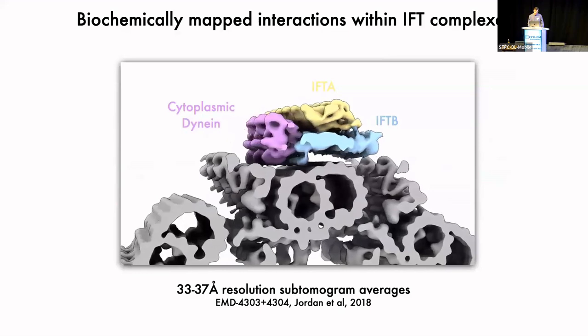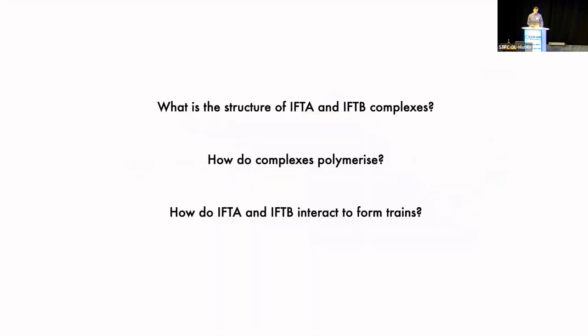So this leaves us with a few questions, which I can summarize here, which I want to address in the talk today. In a hierarchical fashion, most basically, what is the structure of IFTA and IFTB? How do these different subunits interact with each other to form these complexes? And then moving up, how do these complexes interact and form lateral interactions to form the polymers? And then finally, how do the IFTA and IFTB polymers interact with each other to form the mature anterograde trains that we see in cilia?